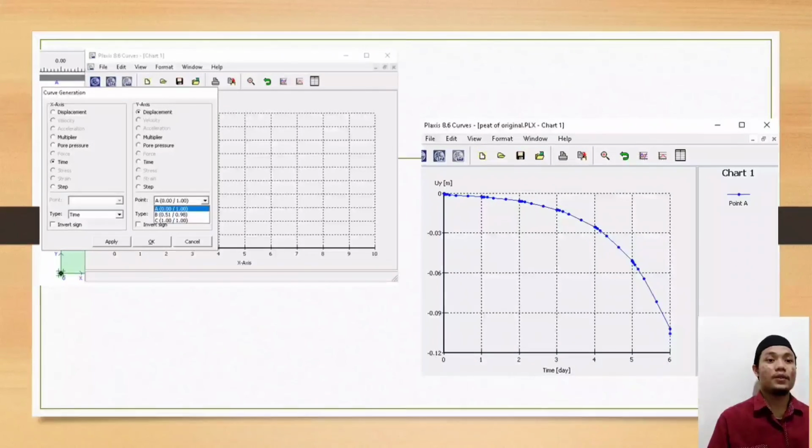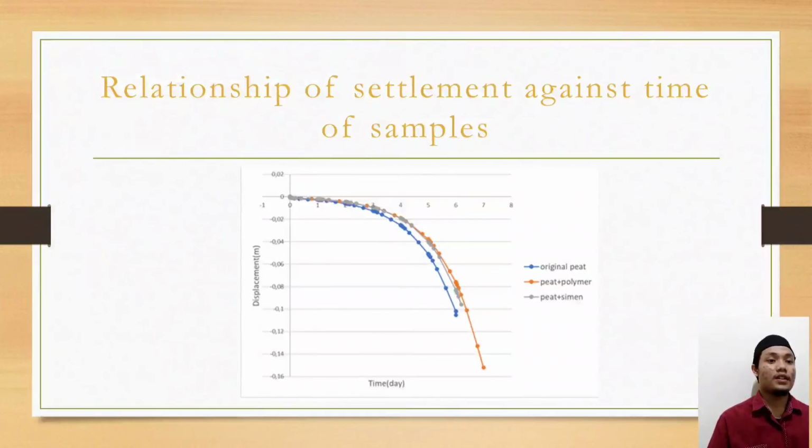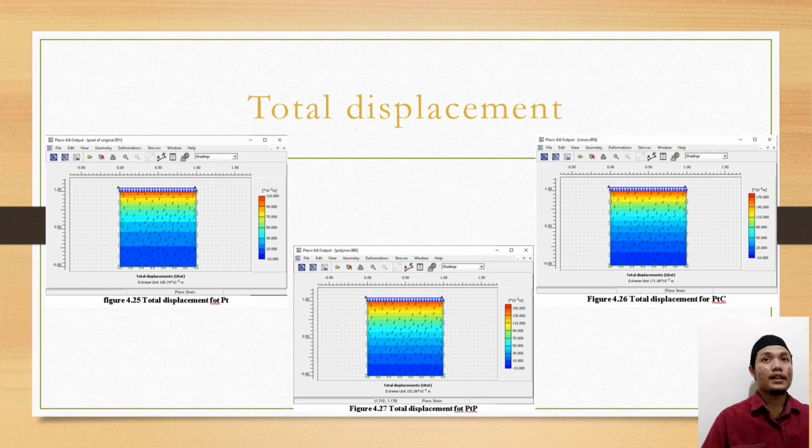After we get the result, we will compare original, stabilized cement and stabilized polymer. This shows the polymer is very high. The relationship of settlement against time of the samples. After getting the graph and collecting the data, we can also get other data. For example, total displacement. For my project, I will choose total displacement. They are the major points that we have to observe.